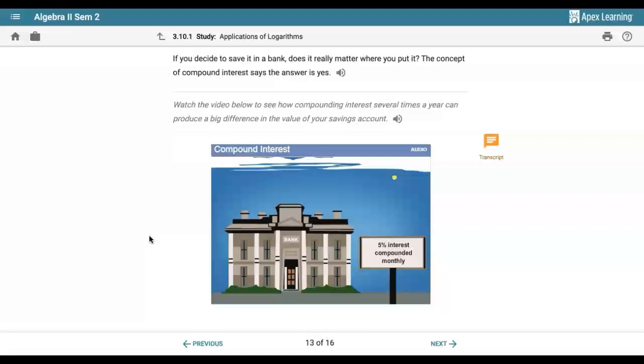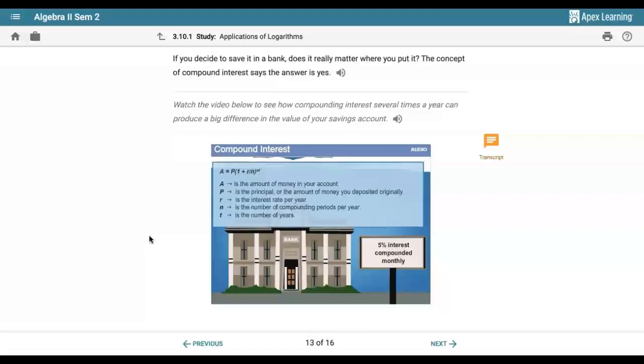A general formula for calculating the amount of money in your savings account is shown here. In this formula, A is the amount of money in your account. P is the principal, or the amount of money you deposit originally. R is the interest rate per year. N is the number of compounding periods per year. T is the number of years.